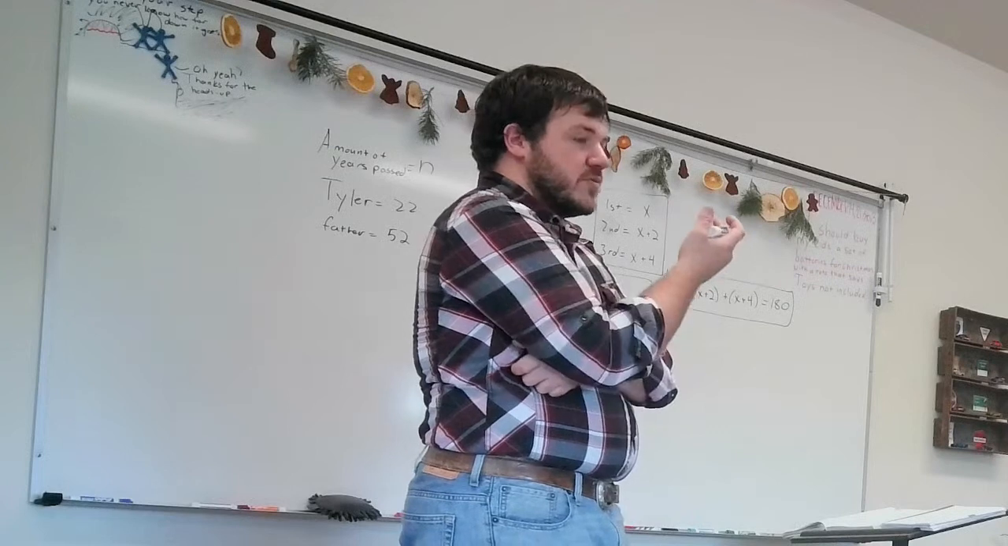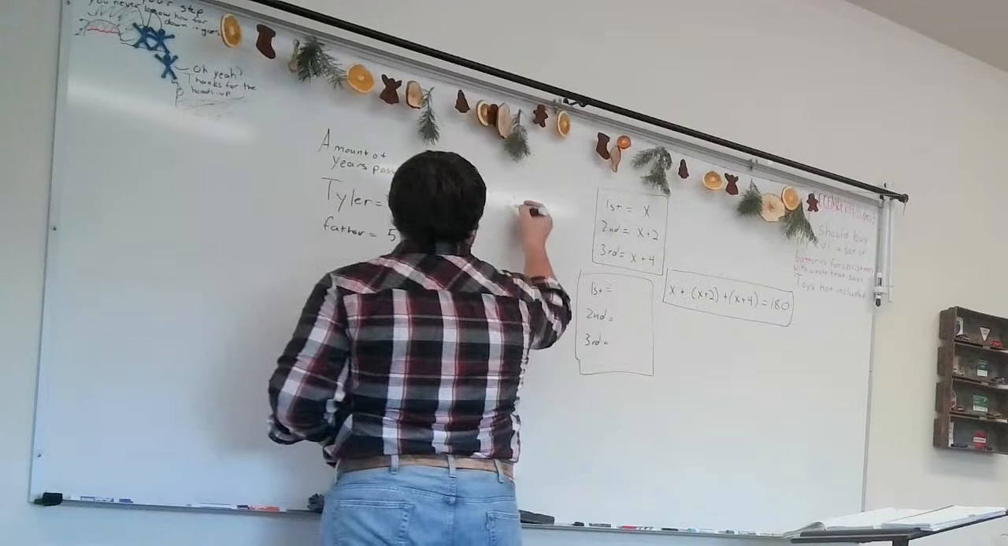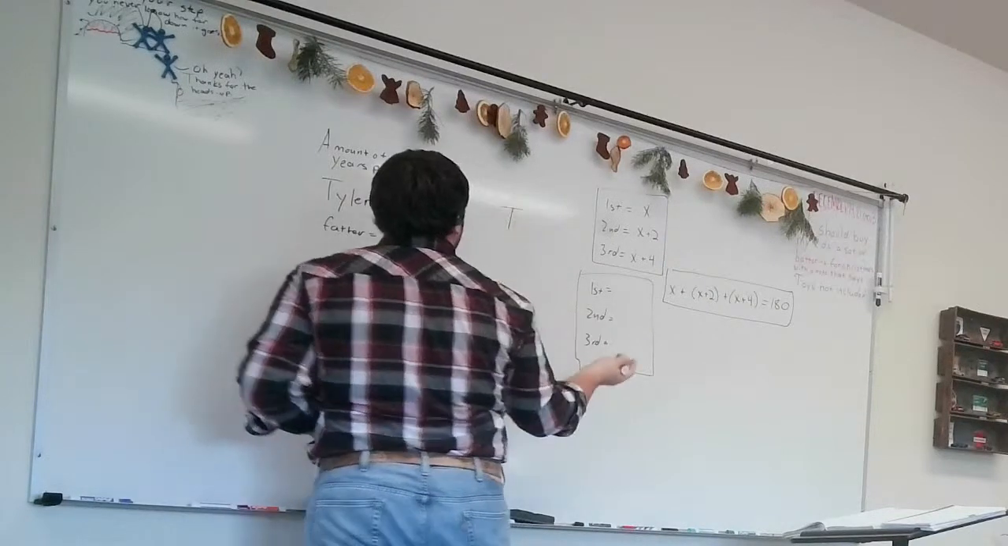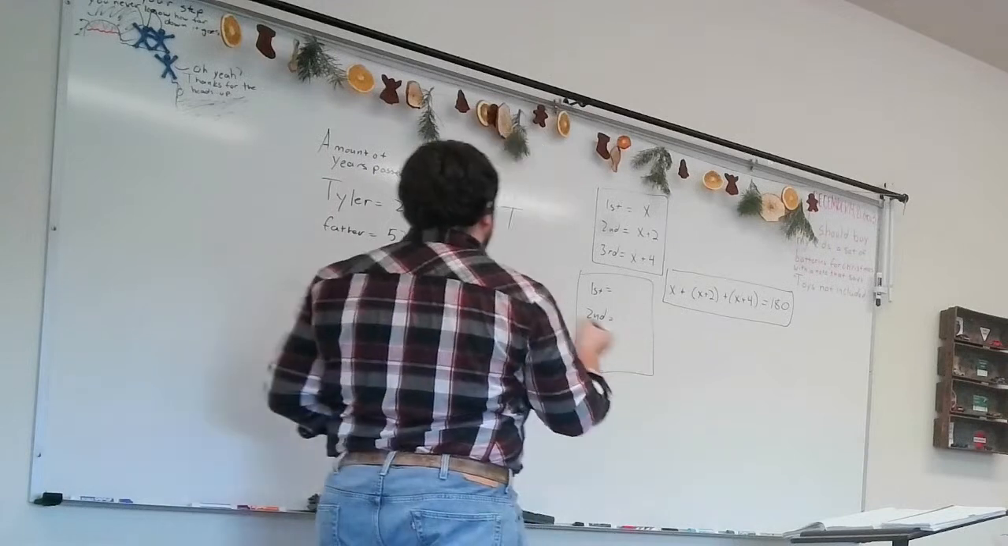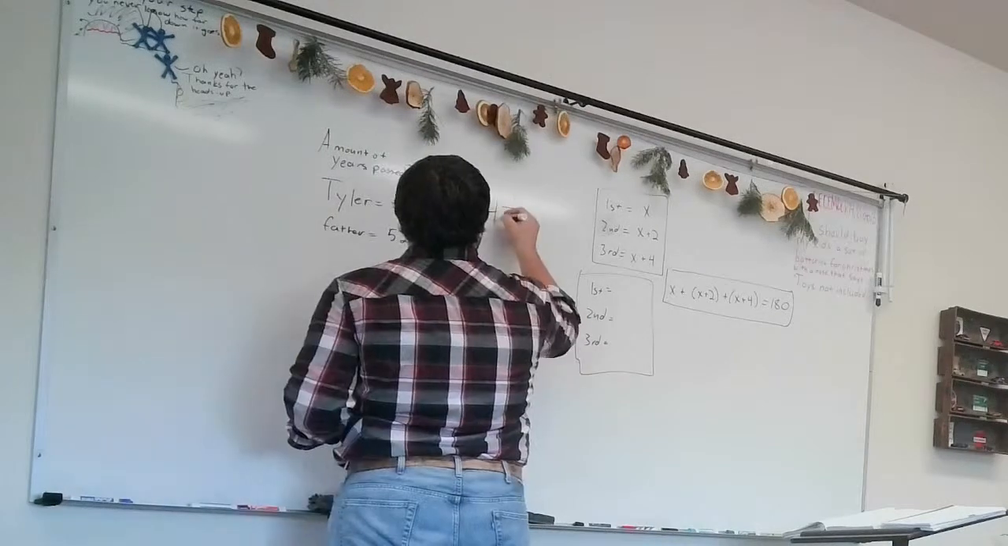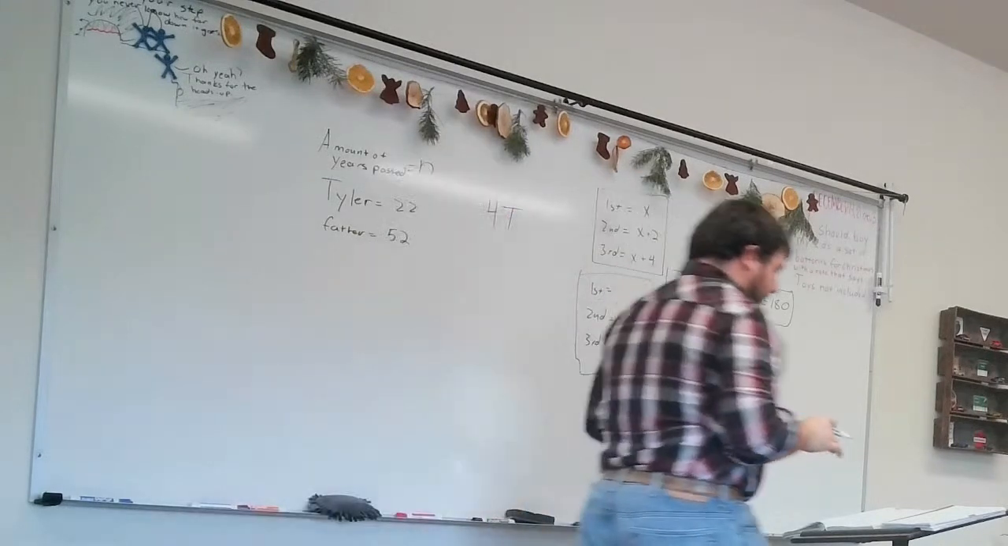Normal circumstances. Let's just call Tyler T right now, right? How would we represent 4 times Tyler's age? 14. Okay. Well, you're close. All right. So the thing that we're doing here.